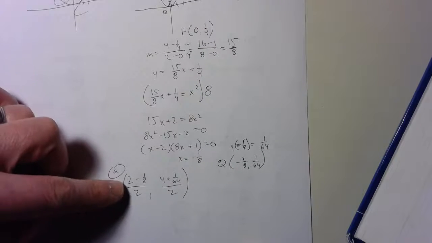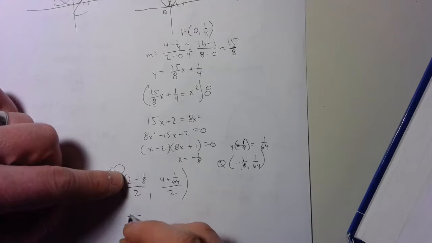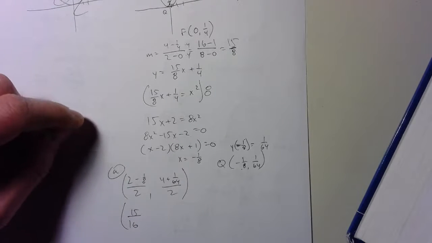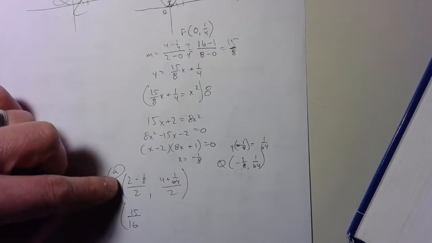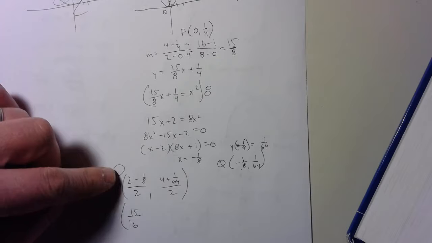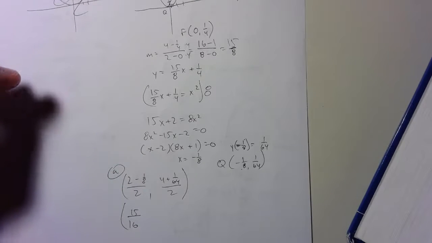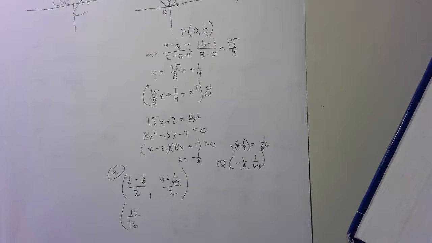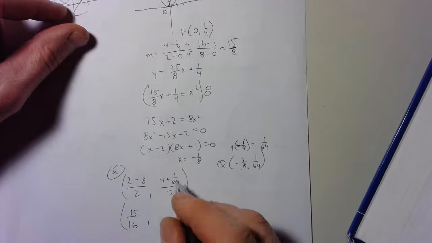I'm going to do the same strategy I did before: multiply by 8. So it's going to be 16 minus 1, so it's 15/16 there. Is that right? I multiplied everything by 8, so 16. Yep. And hold on, let me just check my work. Okay, good. And so over here, I'll multiply by 64.